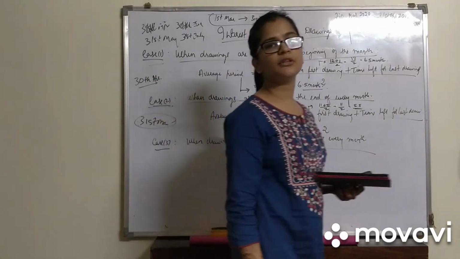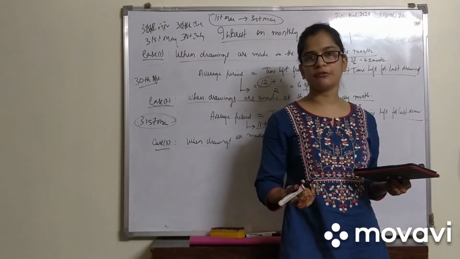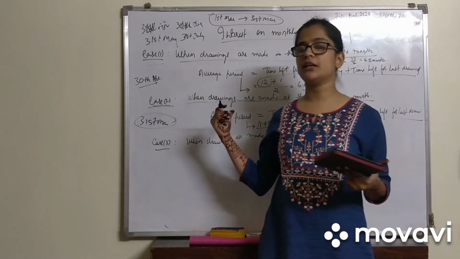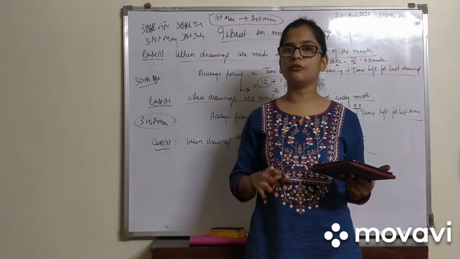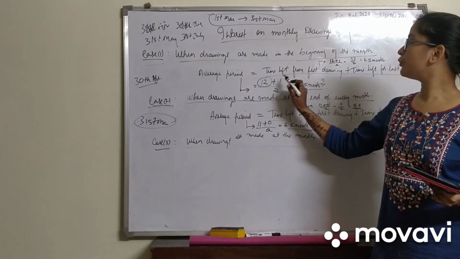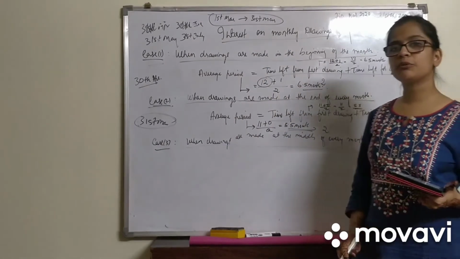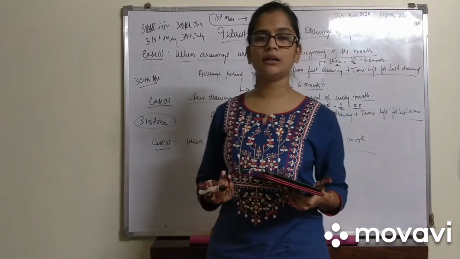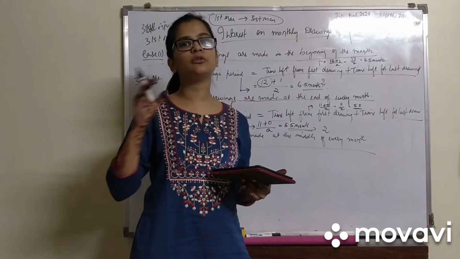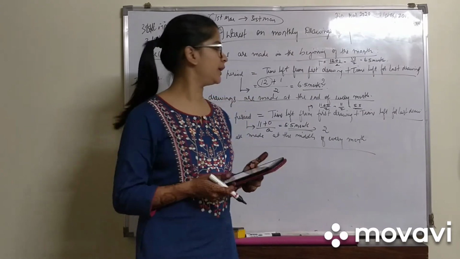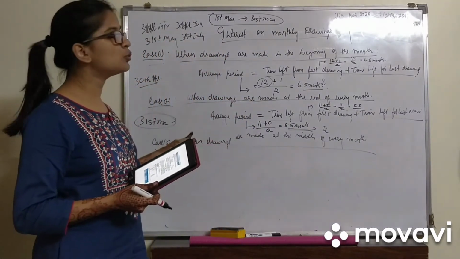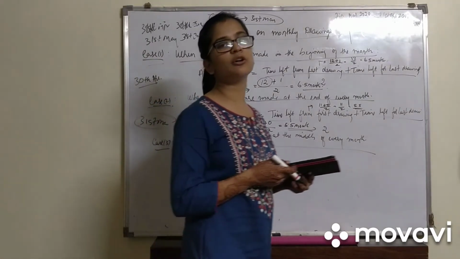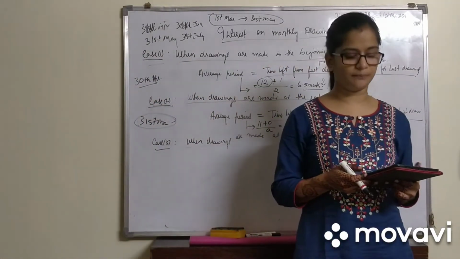In case 1, we are withdrawing it on the first of every month, whereas in case 2, we are withdrawing at the end of every month. So in case 1, time left from the first drawing will be 12 months. Why? Because from 1st April to 31st March we would be calculating. But in case 2, it will be only 11 months because April will not be included.